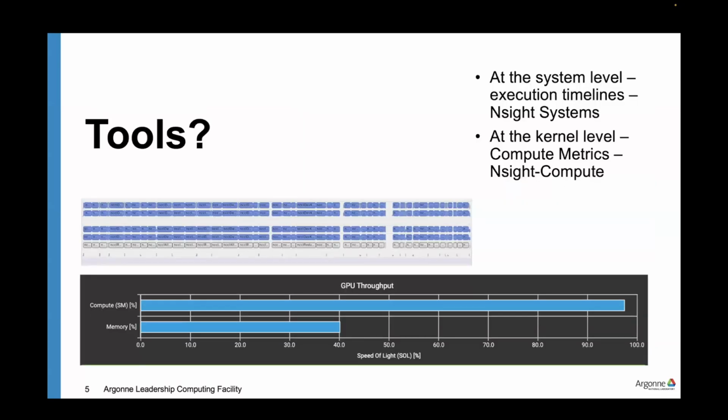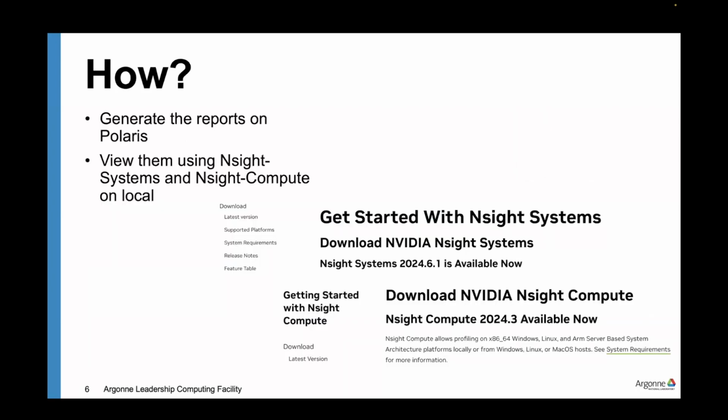Okay, and so we have two tools, Nsight Compute for kernel-level data and Nsight Systems for system-wide data. And how we are going to generate the report, we will be doing that through our hands-on activities. The first thing that we will be doing, we will be trying to download the Nsight Systems and install on our local machine. Also, the Nsight Compute on our local machine.